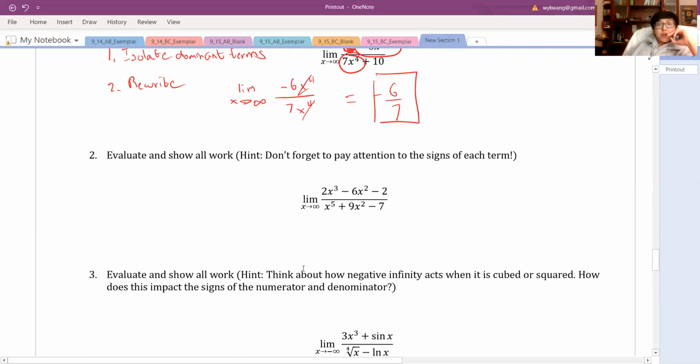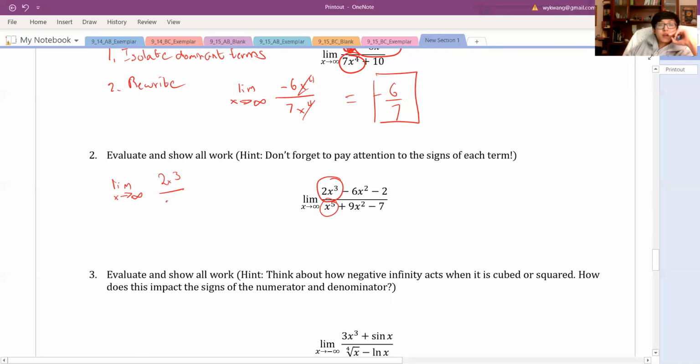Okay, evaluate and show all work. Okay, another problem where we're going to infinity? Well, let's start off with the usual stuff. Let's isolate the dominant terms. So in the numerator, we have x cubed, x squared, and just 2. Well, that's pretty obvious. X cubed is the dominant term. In the denominator, x to the 5th, x squared, -7. Well, x to the 5th is obviously the dominant term. So let's just rewrite it just for clarity, although you don't have to ever do this.